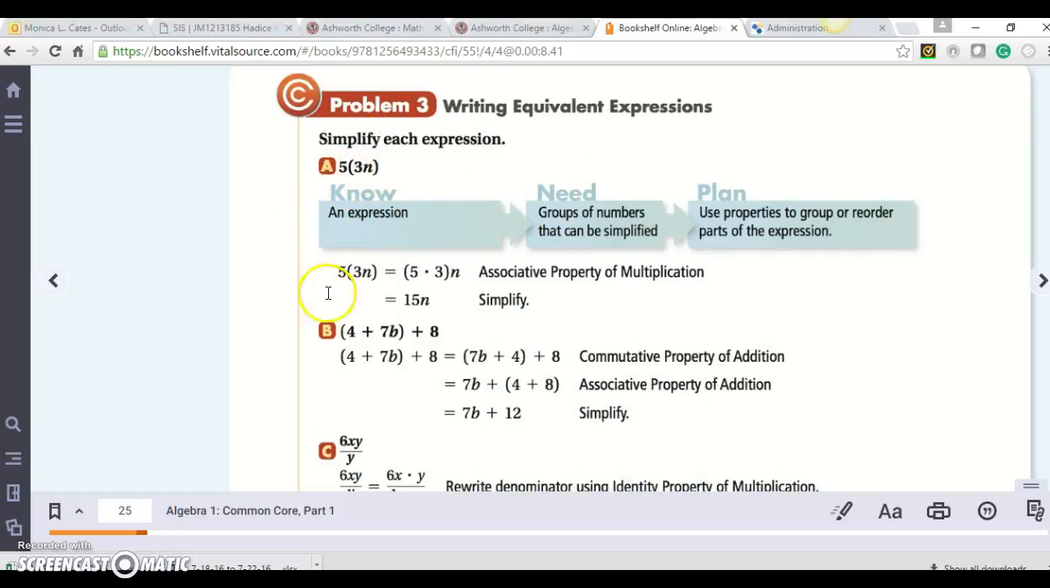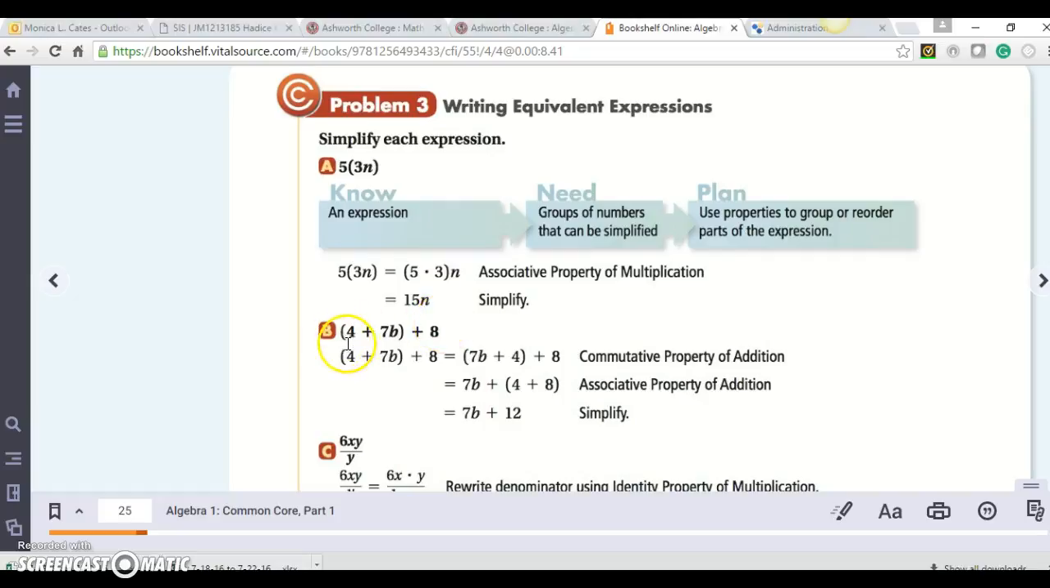Alright, so we know that we have an expression, and we want to group it differently. So it would probably be best to put my numbers or my coefficient terms together. So we do 5 times 3 still times n. So I just used the associative property where I just regrouped it, and that gave me 15n.